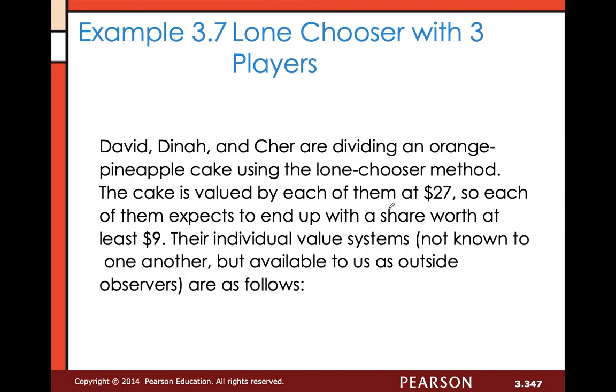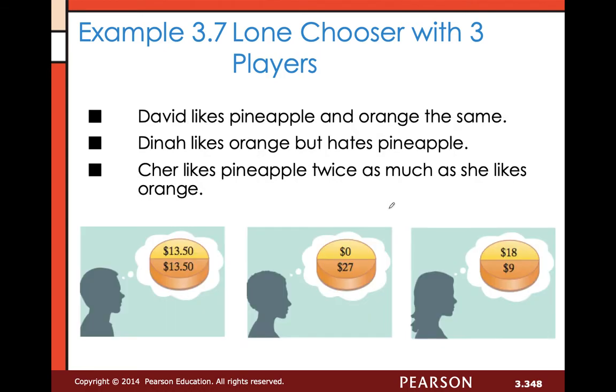Just to give you some numbers to help illustrate how this would work, we're going to say that the cake is valued by each of them to be at $27. So each of them expects to end up with a share worth at least $9. So the individual value systems, which are not known to each other, but available to us as outside observers, are as follows. David likes pineapple and orange the same, so he values them at an equal $13.50 split. Dinah likes orange but hates pineapple, so she's got $27 to 0. And Cher likes pineapple twice as much as she likes orange.